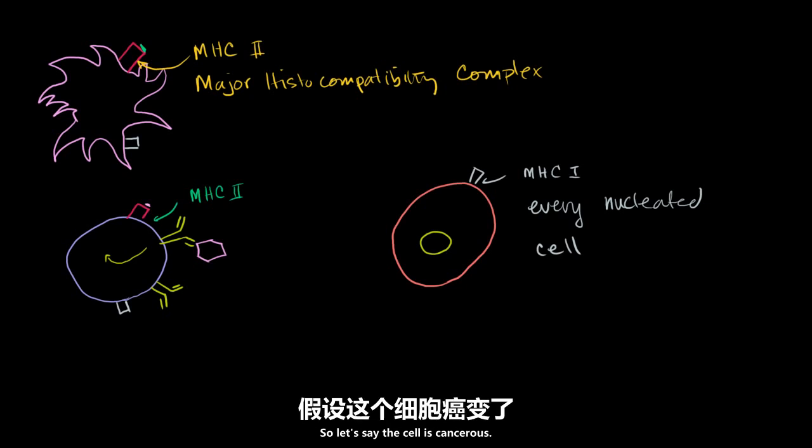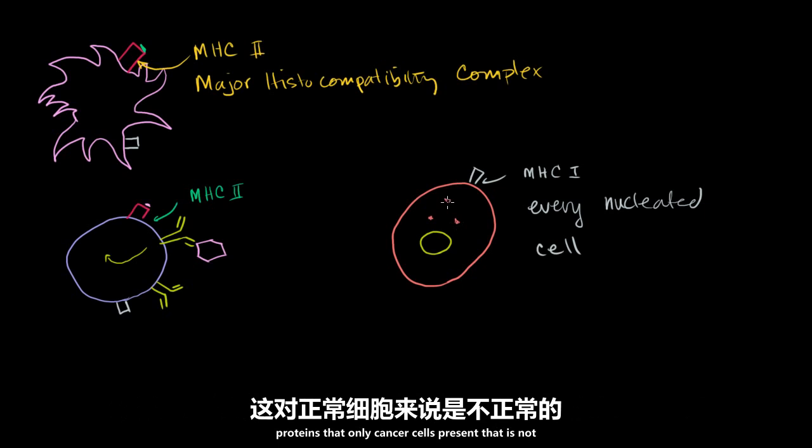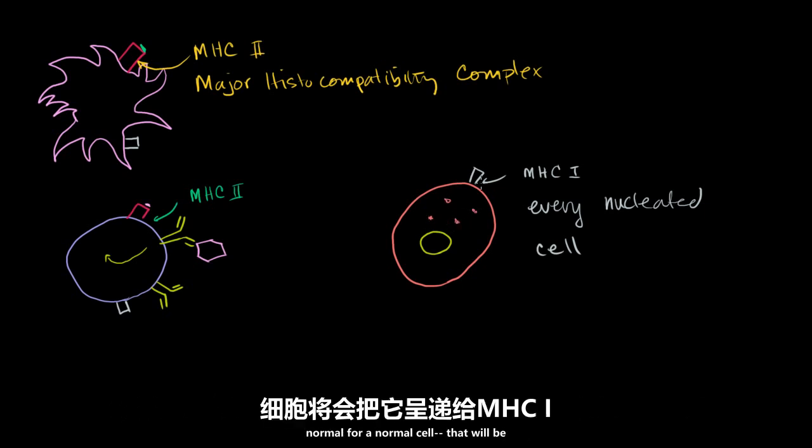So let's say this cell is cancerous. So this cell is cancerous, and it has all these wacky proteins that only cancer cells present that are not normal for a normal cell. That will be presented on the MHC1.